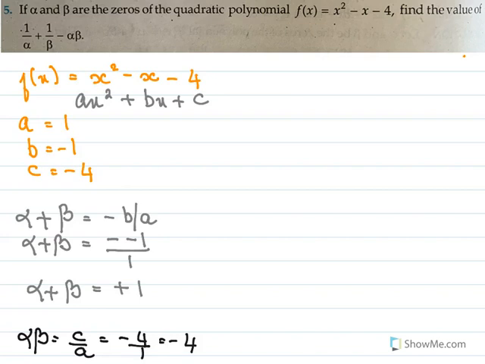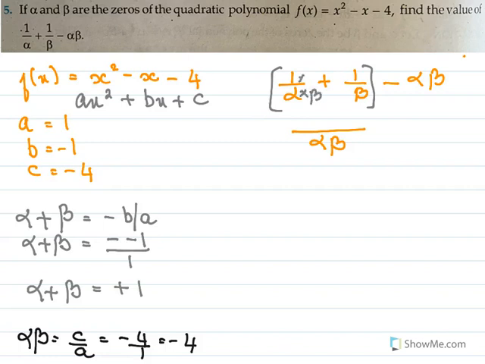We need to find the value of 1 over alpha plus 1 over beta minus alpha beta. We'll first take up this side here and we find the LCM. The LCM is alpha beta. So this will be into beta, here will be into alpha. So in the numerator we'll get beta plus alpha minus alpha beta.